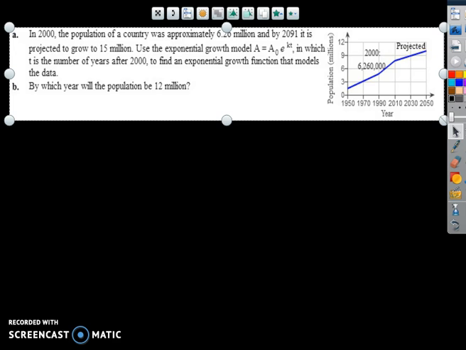All right, so in the year 2000, the population of a country was approximately 26 million, and by 2081, it is projected to grow to 15 million. Use the exponential growth model here. A equals A sub 0, A naught, E raised to the KT. Sometimes R is written as K. So it depends on who the author is. Sometimes the R is a K. So don't let it freak you out. It's the same thing. It's the rate of growth or rate of decay.